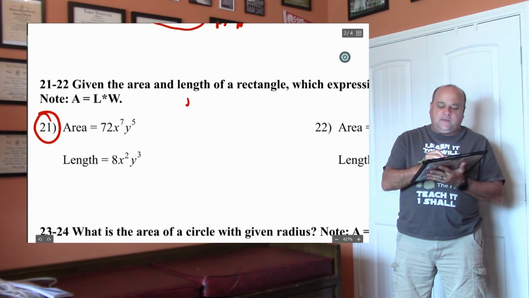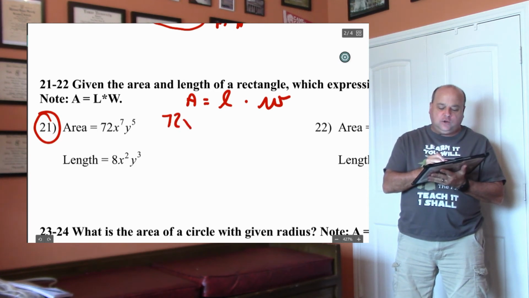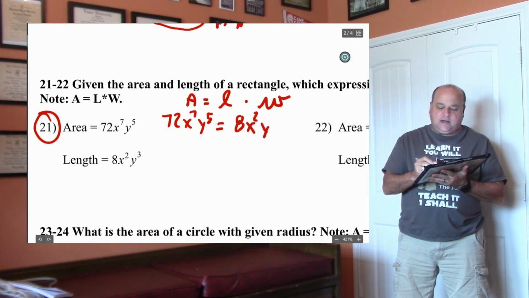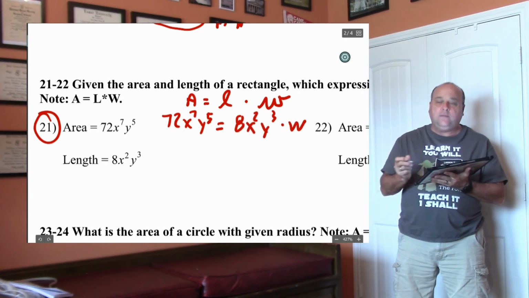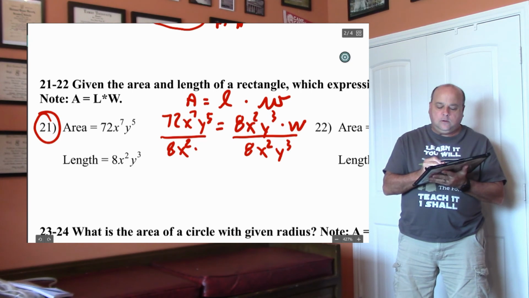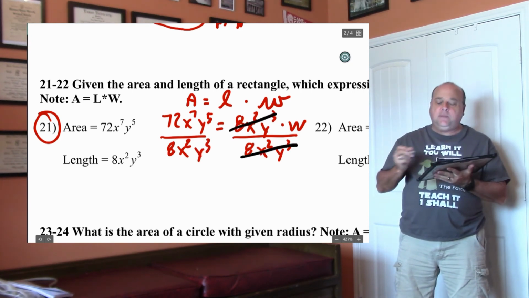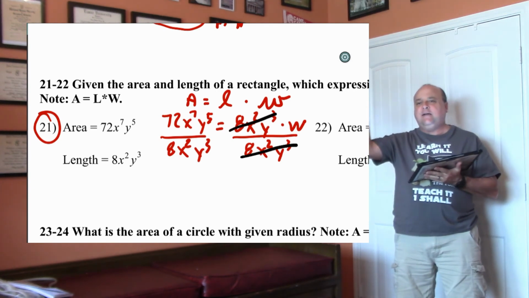Okay. We know that the area equals the length times the width. Okay, so on this one, my area is 72x to the 7th y to the 5th, equals my length, 8x squared y cubed, and I do not know the width. So I need to divide both of these by the 8x squared y cubed. Y'all with me? So on the right-hand side, I'm going to be left with the width, aren't I?